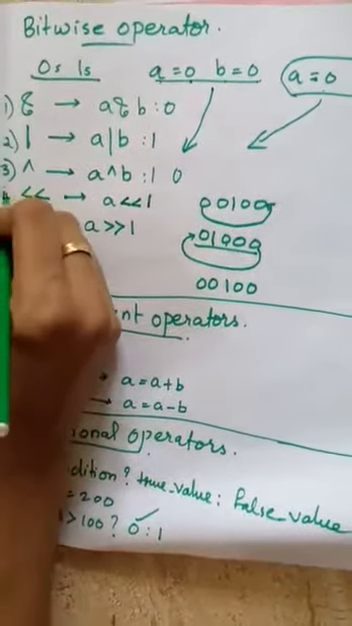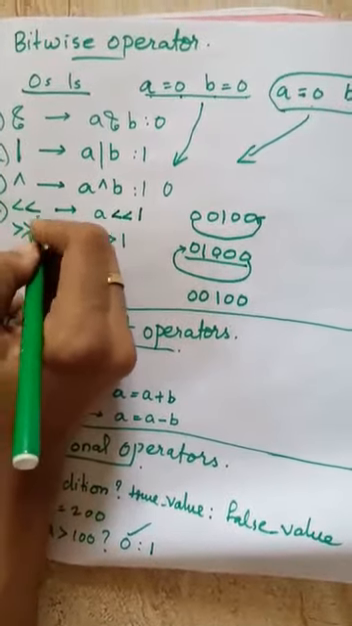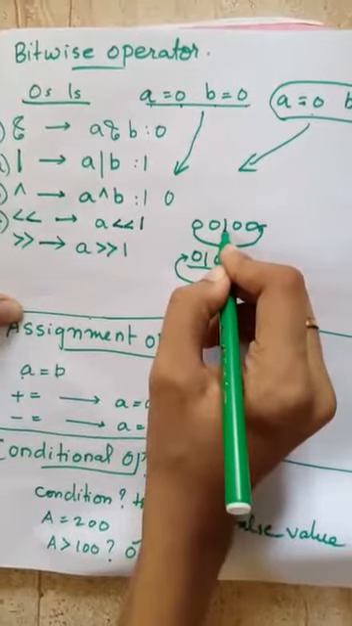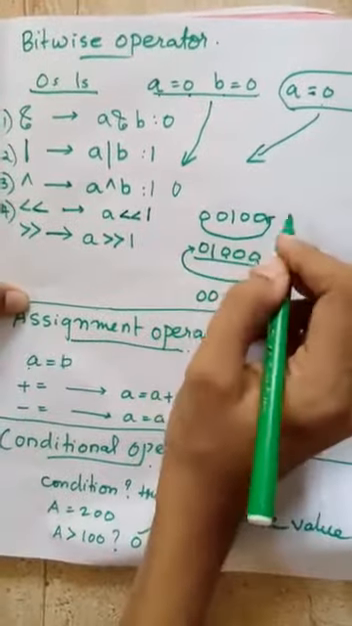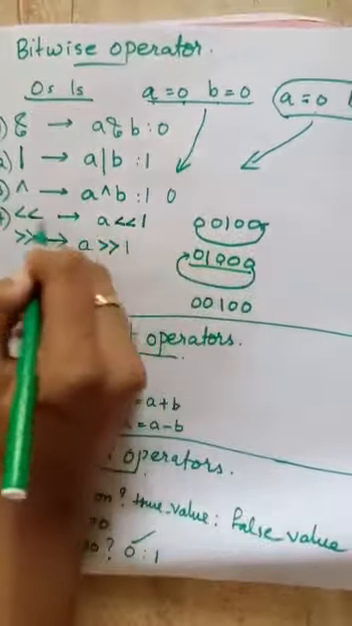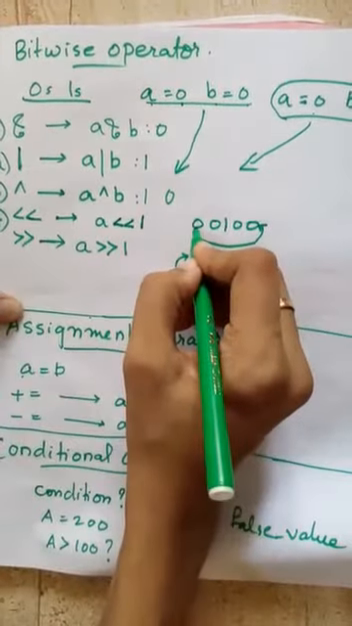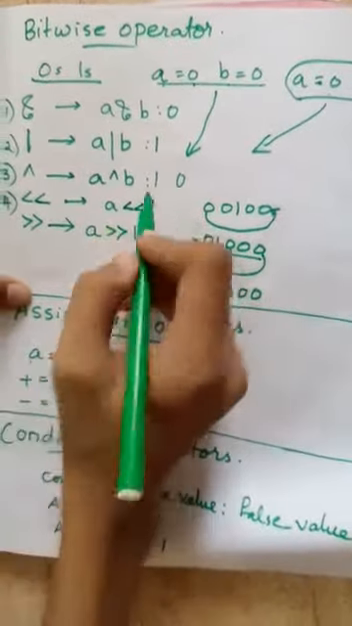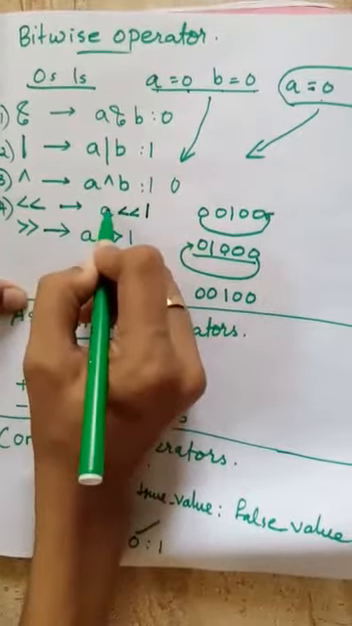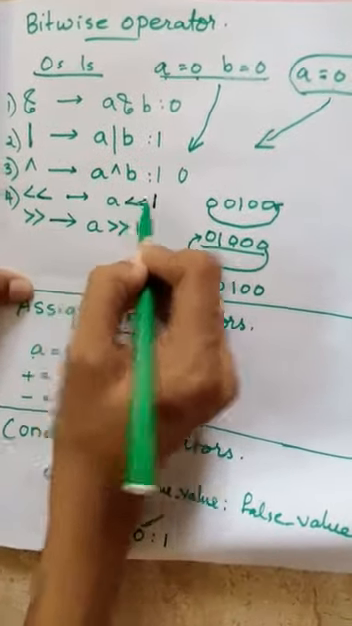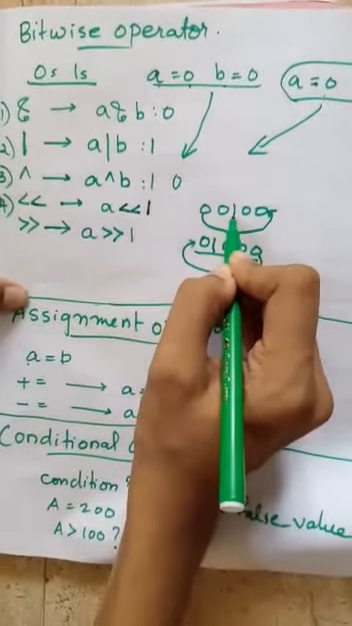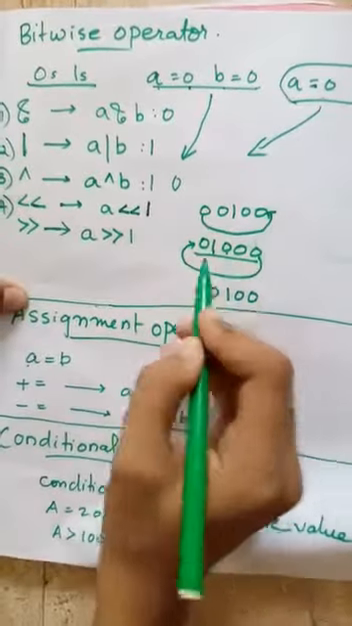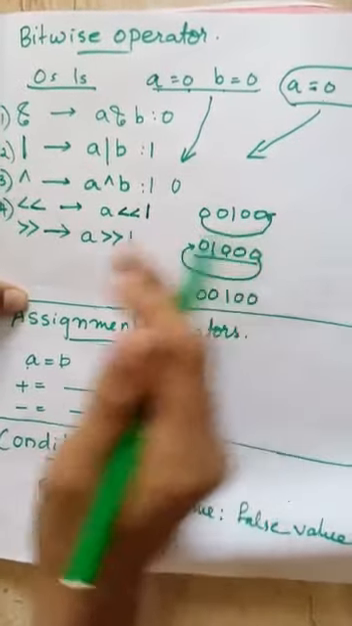Then the fourth one is the shift operator. This is the left shift operator. In left shift, if we are given a number like this, 0 0 1 0 0, it's binary. If left shift is used, all the bits are shifted one place to the left, because we have written 1 here. That is a left shift operator 1. So the bits are shifted towards the left, and the result will be like this. That is, the 0 moves here and each of the bits moves left.